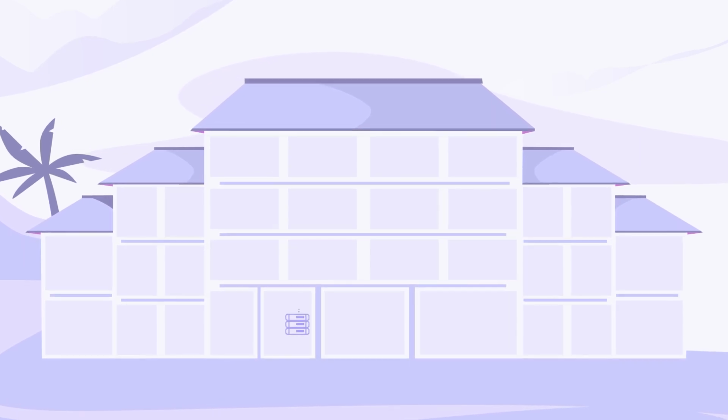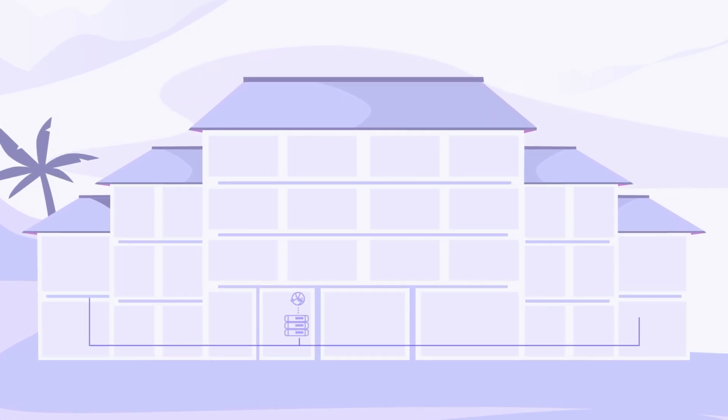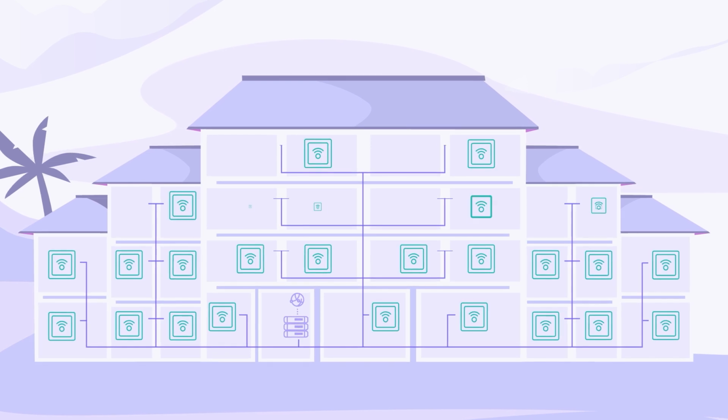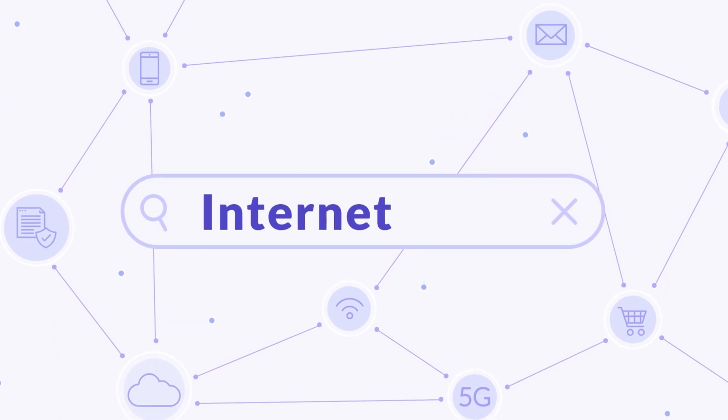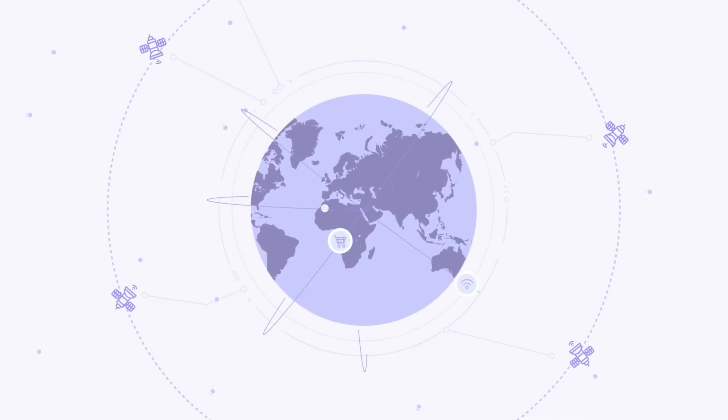So, which is the root of the problem? First, let's take a look at how the Wi-Fi network that provides guests with the internet works. The internet can be defined as a huge global network that allows the exchange of information between users.